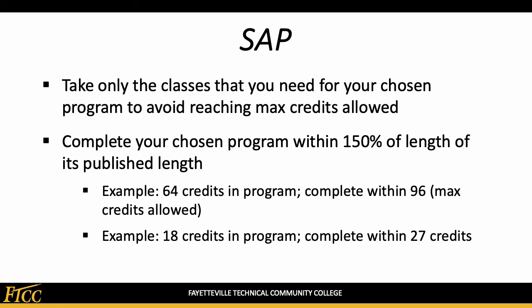GPA and completion rate are not the only standards that the SAP uses to monitor students. A student can reach max credits by attempting over 150% of the credits needed to complete his or her program. For example, a student in a program with a length of 64 credits for completion will be considered to be at max credits when he or she has attempted over 96 credits.